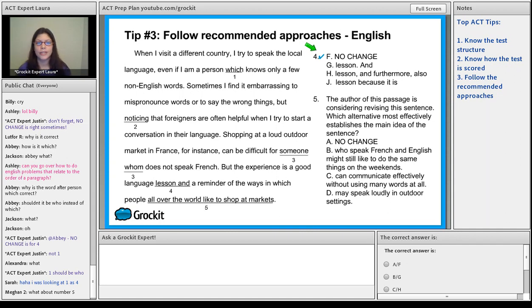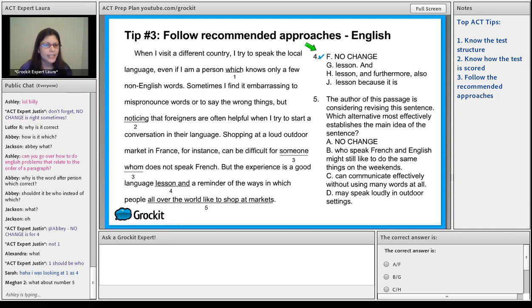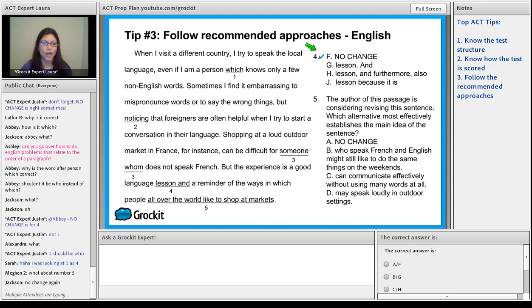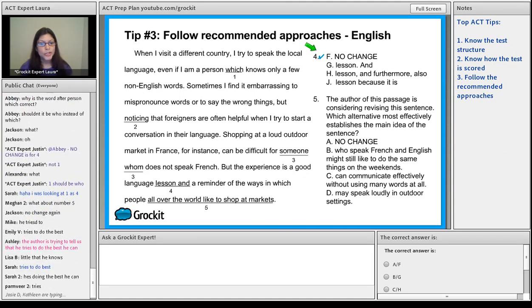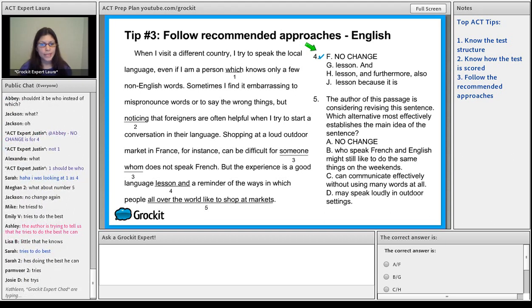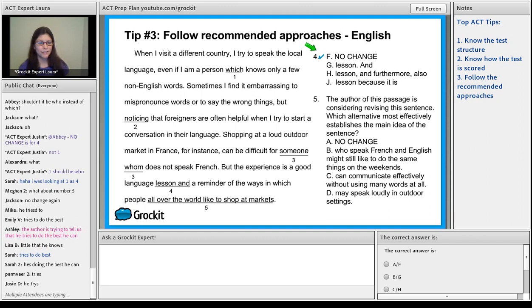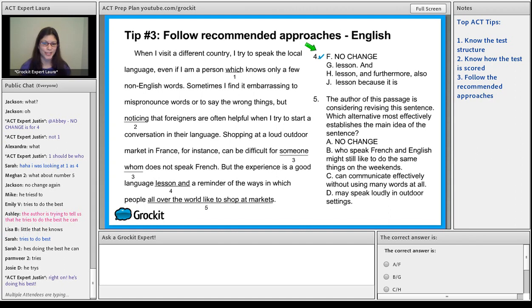So before I reveal the answer for this one, what is the author trying to tell us? Is the author trying to tell us that he speaks French really well, or is he trying to do the best he can with the little that he knows? Does he try to tell us that he knows it awesomely? And actually, Chad knows French really well, our Grokka expert, Chad. Or he just tries to do the best. Yeah, he tries. So we're looking for something that has to do with he doesn't know it really well, but he tries to do it. And so for question number 5, the correct answer is going to be answer choice C.